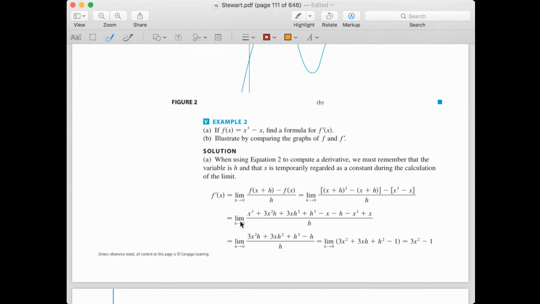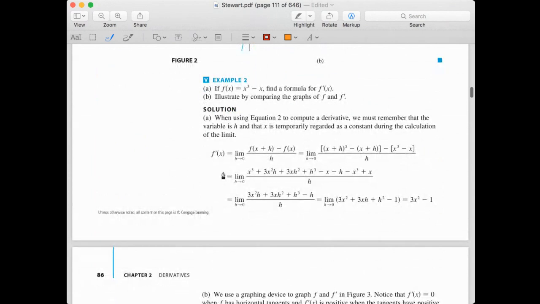Let's see this example. If f of x equals x cubed minus x, find a formula for f prime of x, illustrated by comparing the graphs of f and f prime. Go through the formula, go through the definition. So the cube, we have a perfect cube. Expand, cancel out some terms. In the end, you see the pattern. f of x always gets cancelled from f of x plus h. In this case, x cubed cancelled.